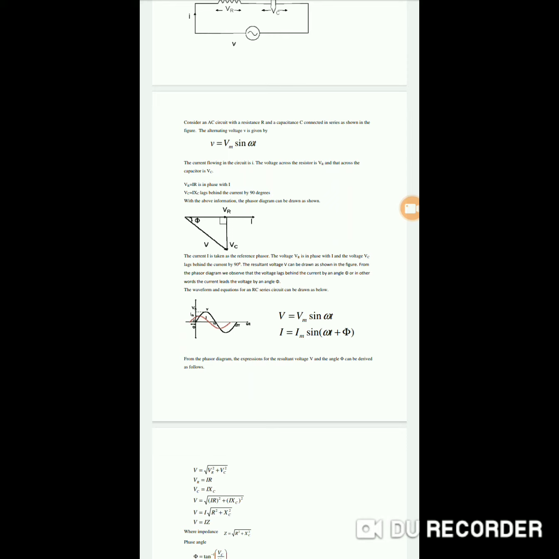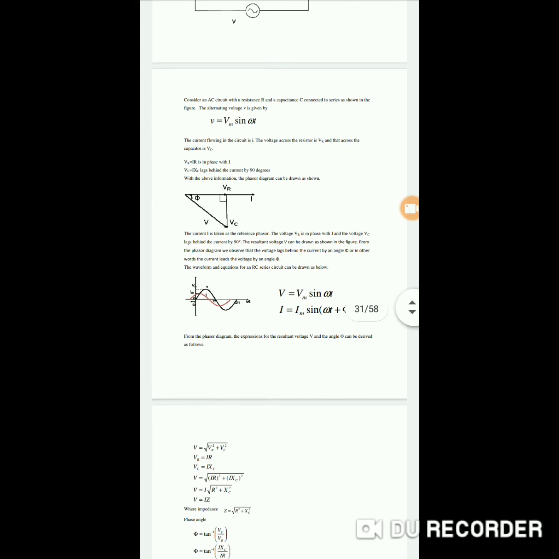If you see the phasor diagram, the resistance remains constant, that is in phase, so it becomes a straight line. But the capacitance lags behind by 90 degrees, so the graph goes down. If you see the waveform, the input remains the same, starting at the origin, V equals Vm sin omega t. But the current, I equals Im sin(omega t plus phi).